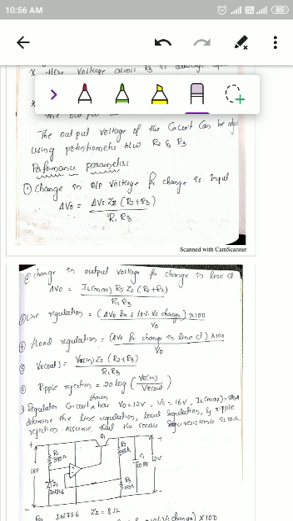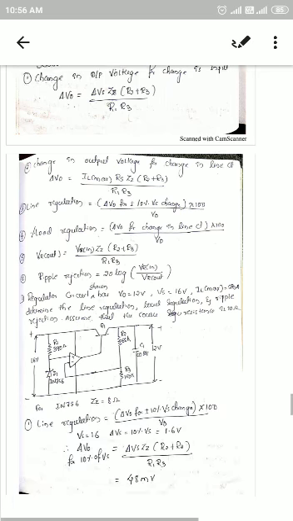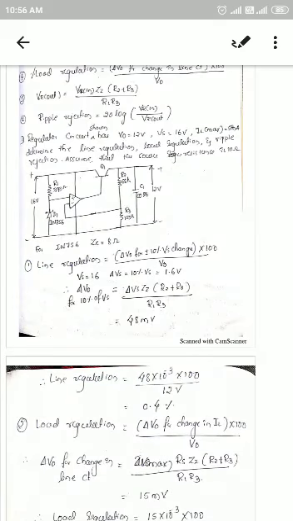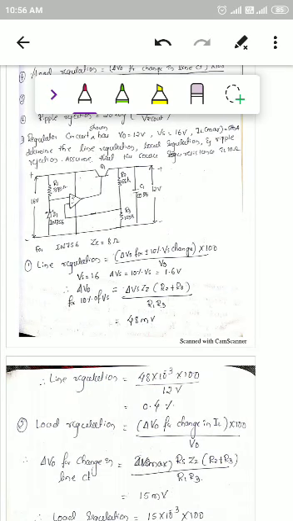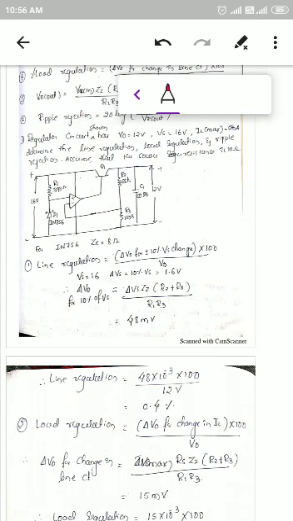Right, now we have some problems also. First problem on the adjustable output regulator. The problem is given here, just refer to the problem.